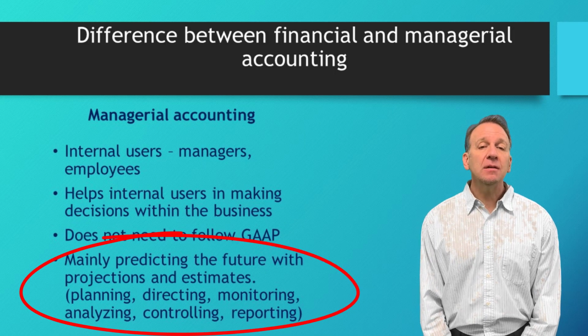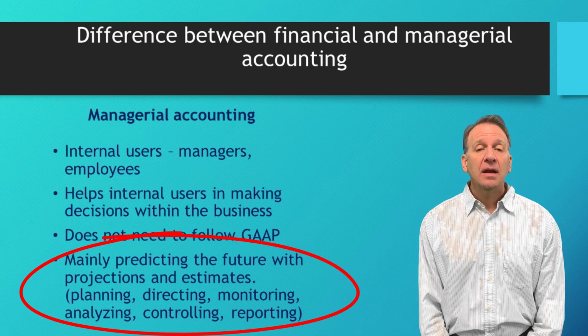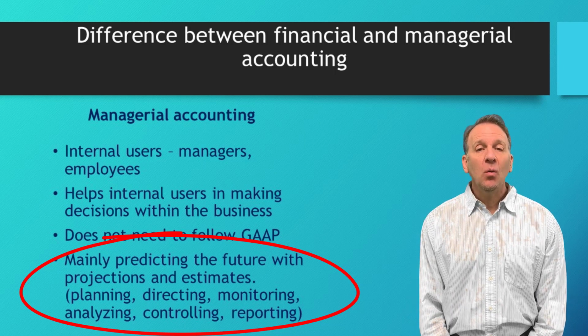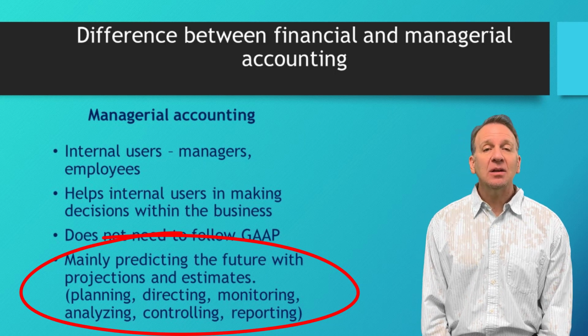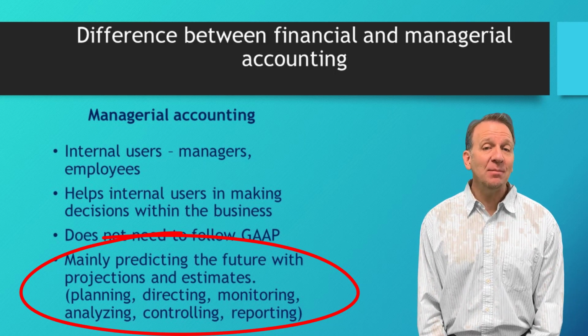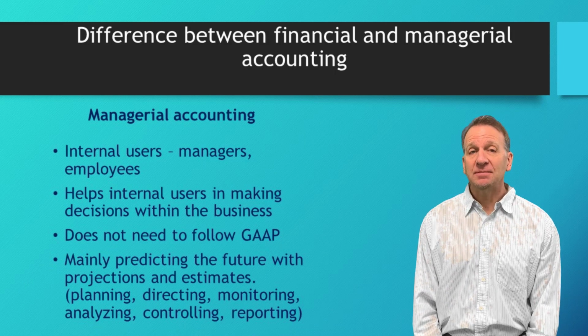It's mainly predicting the future with projections and estimates. Now, what managerial accounting is really about is planning, directing, monitoring, analyzing, controlling, and reporting information. All right, so those are the differences between financial accounting and managerial accounting.